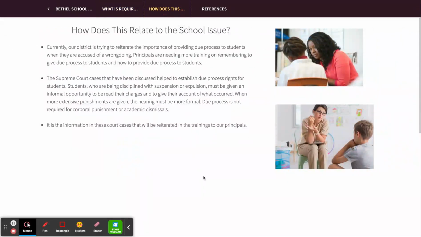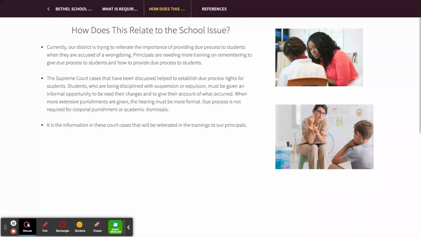So how does this relate to the school issue? Currently in my district, they're trying to reiterate the importance of providing due process to students when they are accused of a wrongdoing. So principals are needing more training on remembering to give due process to students and how to provide due process to students.